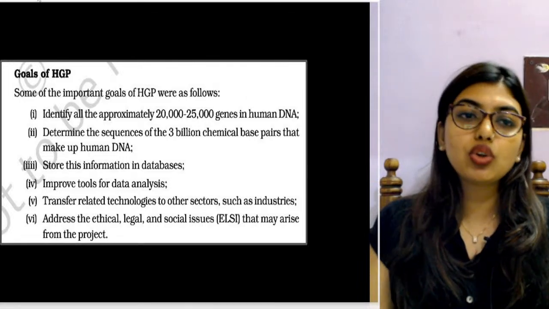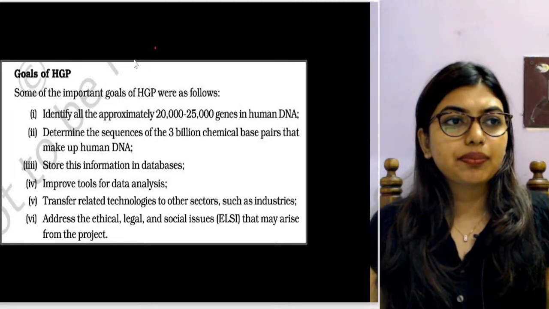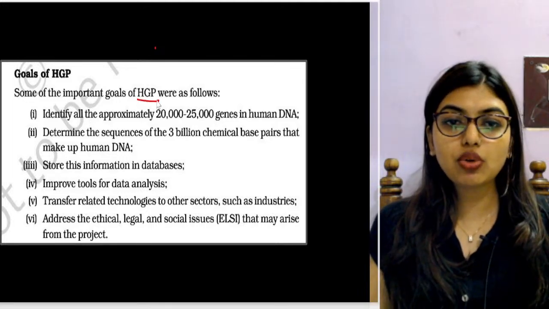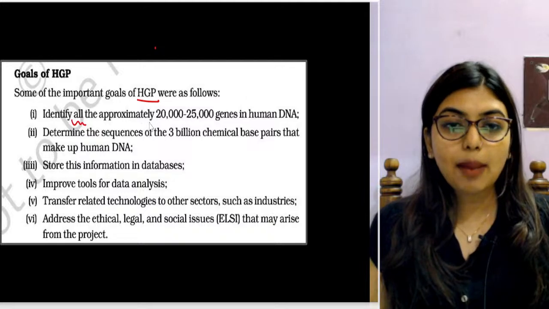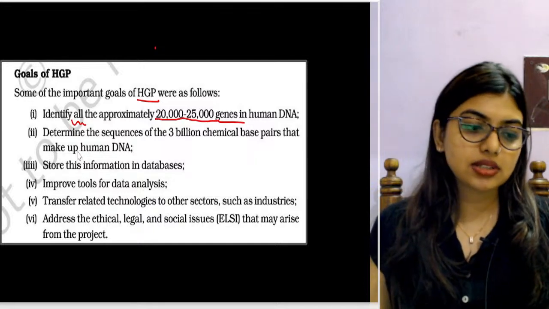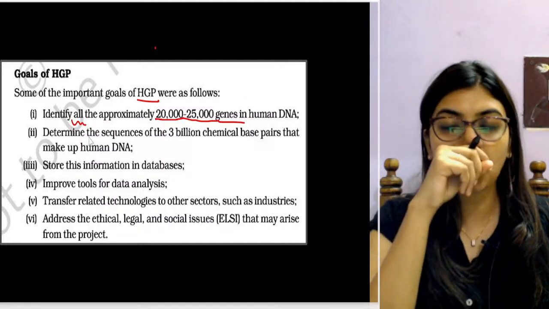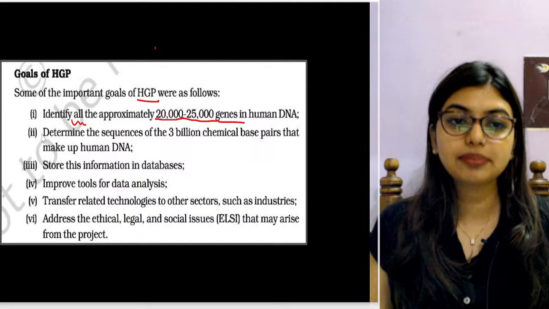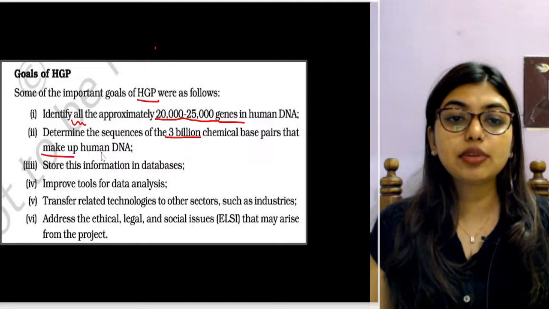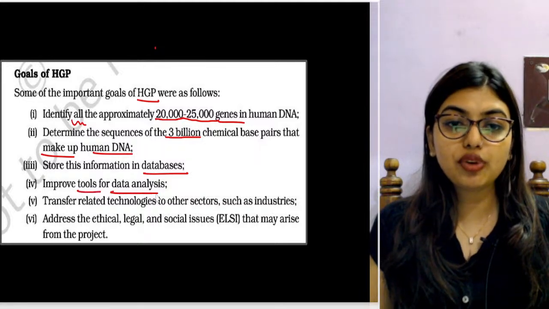Okay. Now, what were the goals of HGP? When they started this HGP, what was their ultimate goal? So see, some of the important goals of HGP were, first, to identify all the approximately 20 to 25,000 genes in human DNA. Determine the sequence of the 3 billion chemical base pairs that make up human DNA. Store this information in databases. Improve tools for data analysis.